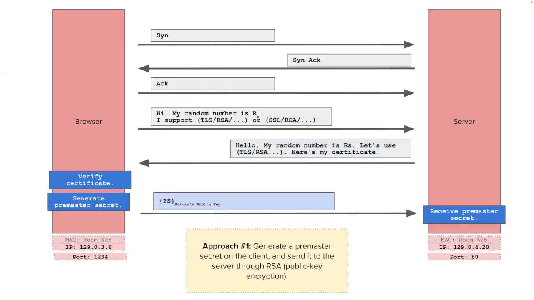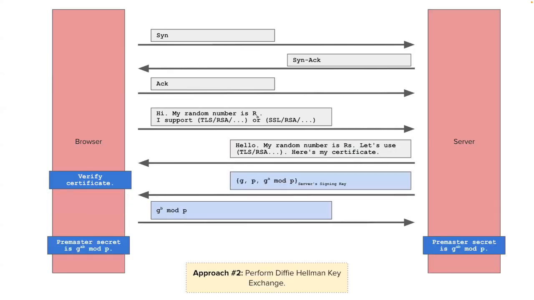So in the first approach, the browser can simply generate this secret and encrypt the secret using the server's public key. And once the server receives this ciphertext, it can just decrypt it with its own private key. And this is through RSA, the public key encryption.